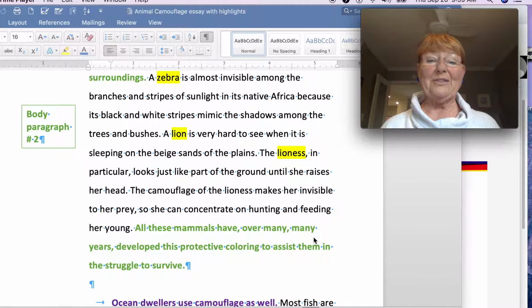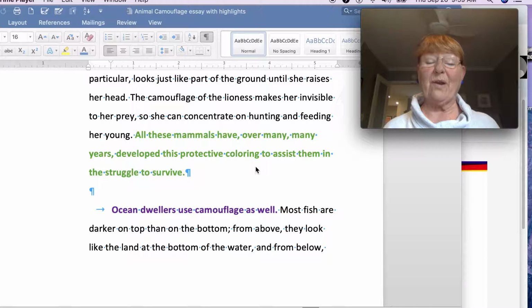And the conclusion, the concluding sentence: all these mammals have, over many, many years, developed this protective coloring to assist them in the struggle to survive. Have you noticed how it gets repeated over and over? That's normal in American essay writing. It's very formula-driven. It's organized in very, very particular ways. Of course, we do have thousands of other kinds of essays, but this is a very standard academic essay that people expect you to be able to write at a university.